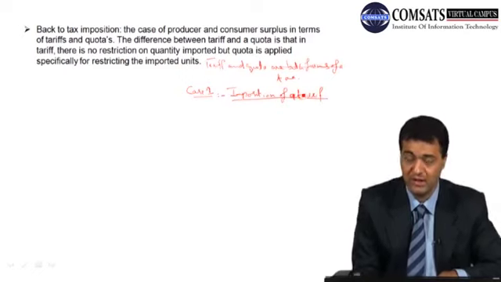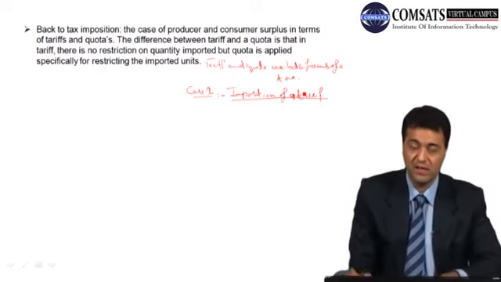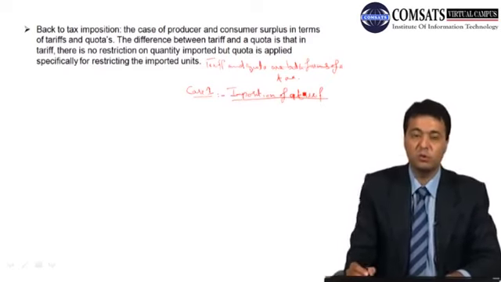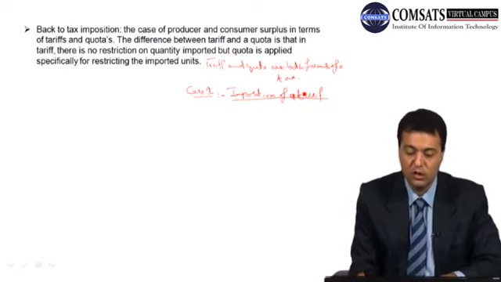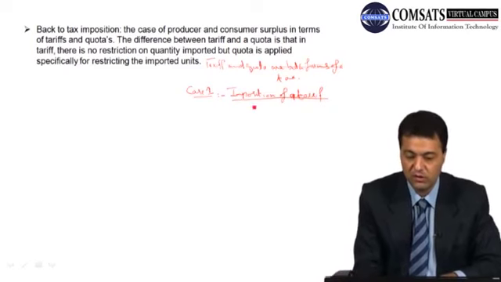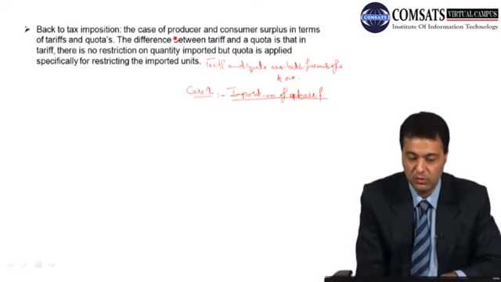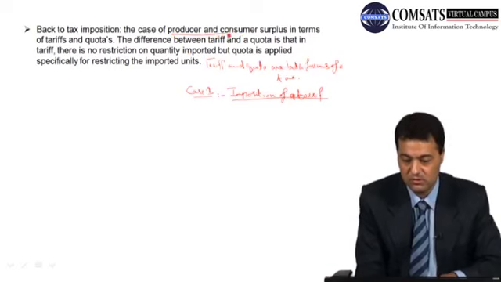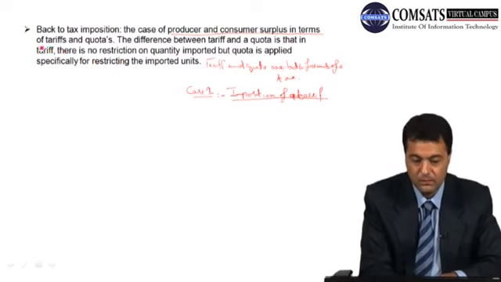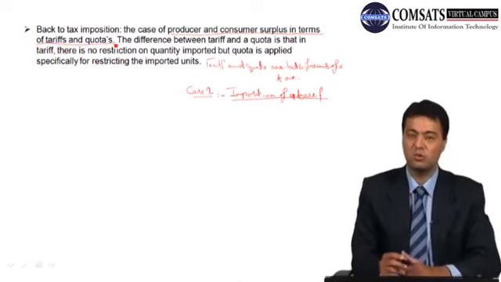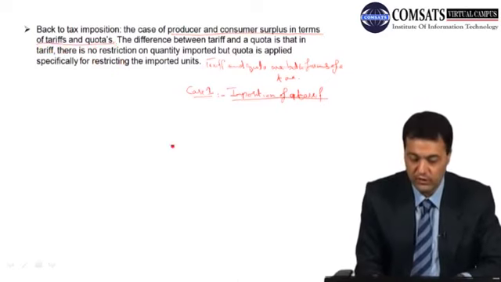Remember, the main question over here is what the imposition of a tax, as far as trade is concerned, would do to producer and consumer surplus. Here is the question, an important one: producer and consumer surplus in terms of tariffs and quotas. So this is the first one. Let me just draw it out.